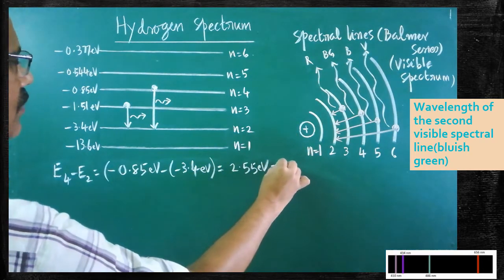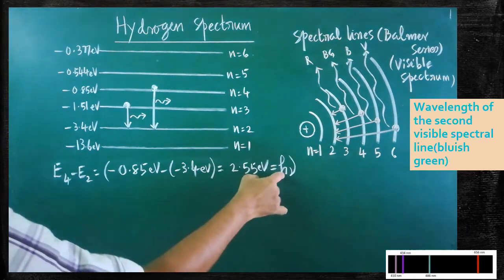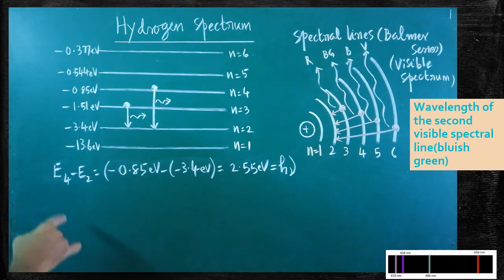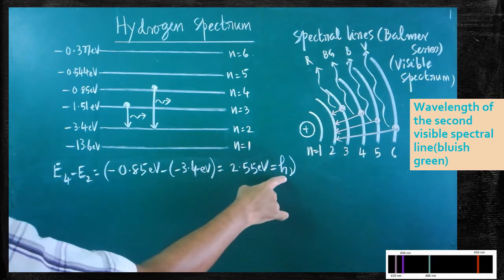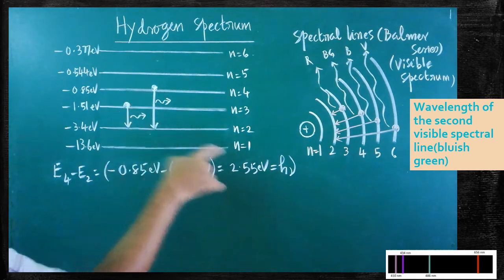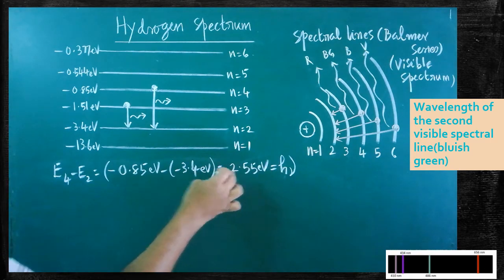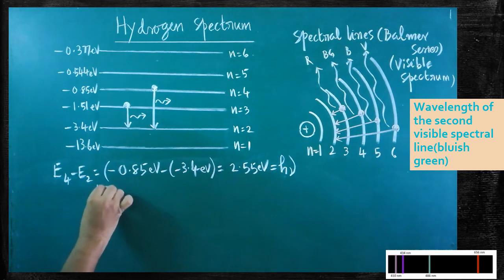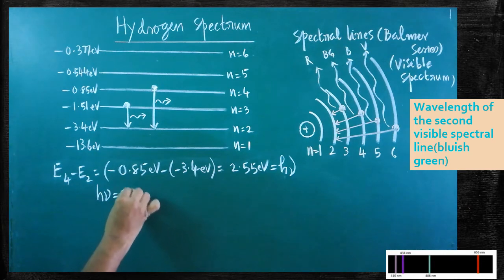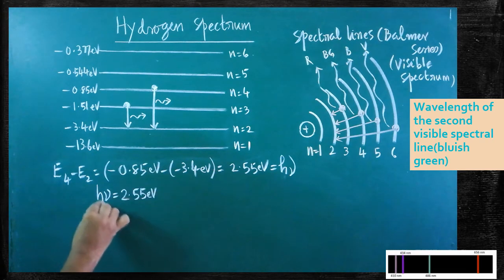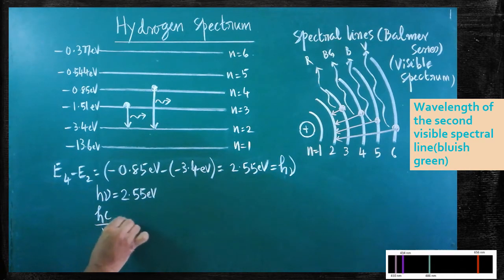Which one is equal to h nu? That is the energy of the emitted photon. So the energy difference between these two levels is equal to the energy of the emitted photon. So h nu is equal to the energy difference. So h nu is equal to 2.55 electron volt. This can be modified as hc by lambda is equal to 2.55 electron volt. Here our aim is to get the wavelength of the spectral line.